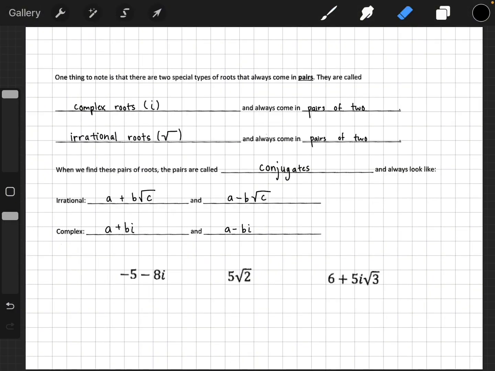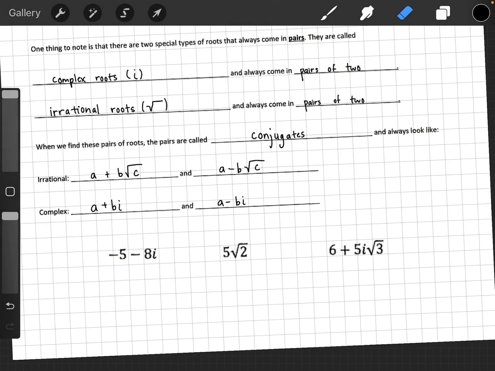The last thing to note is that there are 2 special pairs of roots. These are called complex roots that will always come in pairs of 2, and irrational roots that will also always come in pairs of 2. When we find these pairs of roots, the pairs are called conjugates and always look like a plus b rad c for irrational roots and a minus b rad c. Complex roots will look like a plus bi and a minus bi.